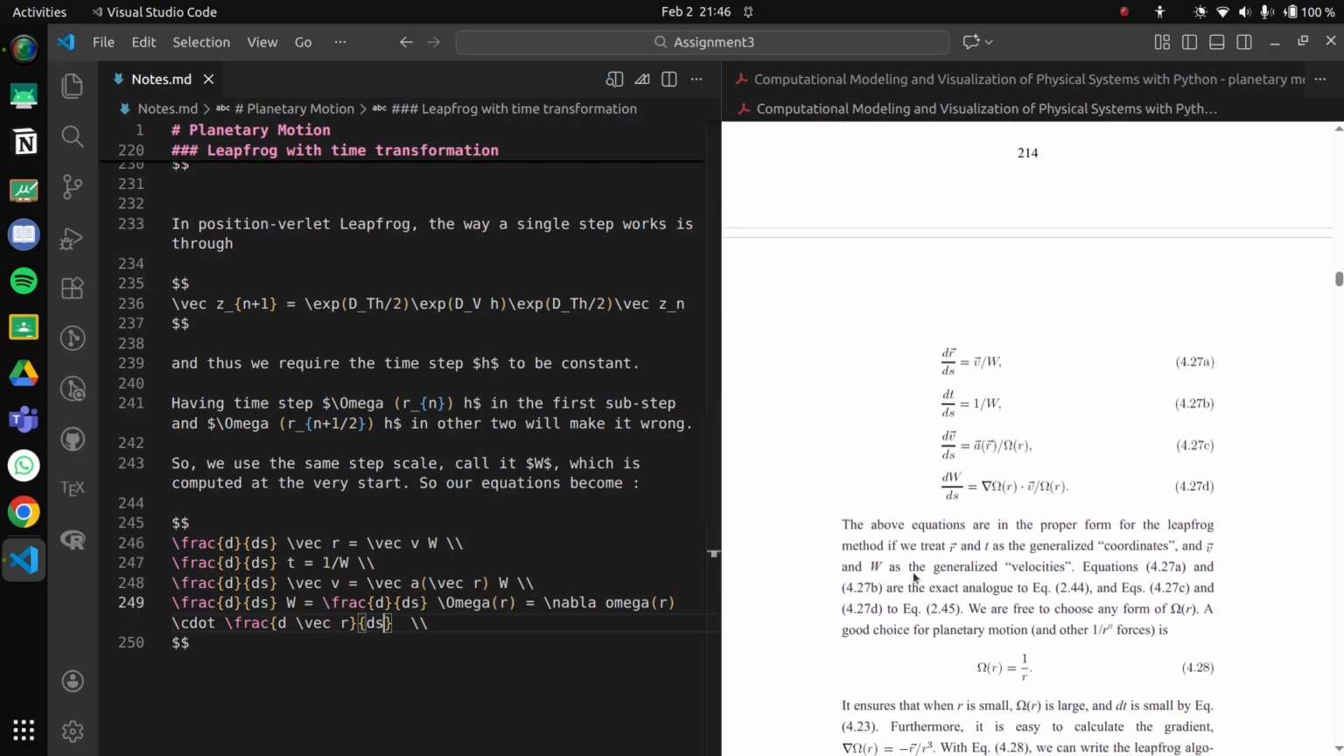Those are your equations. So this is what you do. Right, but then the same thing you can rewrite, because you don't know what d by ds of vector r is, that's kind of what we're trying to compute, right? Using this thing, you can just put it over there.